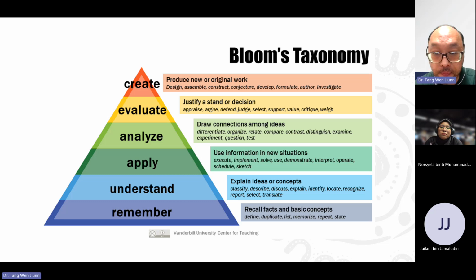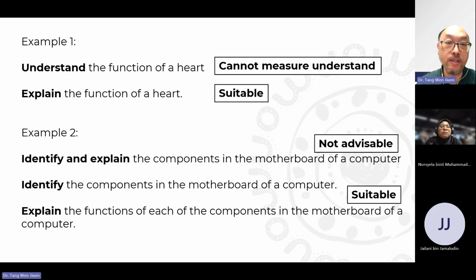So when we create our LOs, we have to be clear on what we want the students to achieve. So let's look at an example. Understand the function of the heart. Is this a good LO? What do you think? Jelani, if you are there, you can contribute. Is this a good LO? Understand the function of a heart.